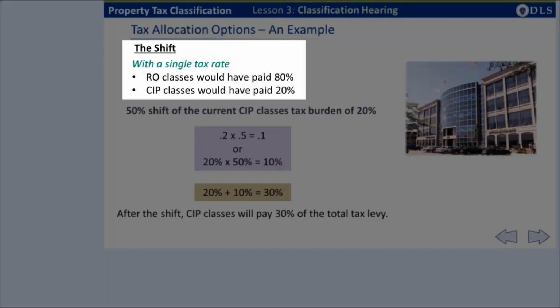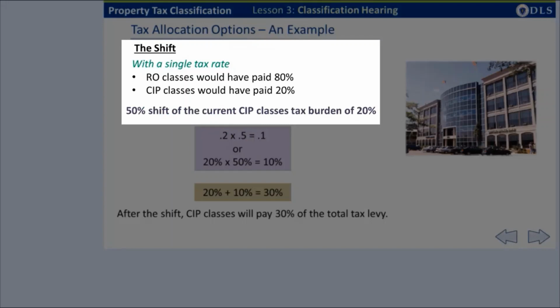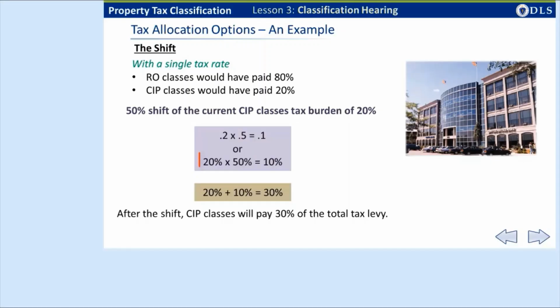With a single tax rate, the RO classes would have paid 80% of the entire tax levy, and the CIP classes would have paid 20% of the entire tax levy. In accordance with the decision made by the Town Select Board, there is a 50% shift of the current CIP classes tax burden of 20%. That is, a 50% increase in the current CIP burden. So, 20%, in this equation, the 20% is represented by 0.2, multiplied by 50%, in this equation, the 50% is represented by 0.5, equals 0.10, or a 10% increase. Therefore, the new tax burden for the CIP tax classes is their levy share under a single tax rate, 20% plus the 50% shift of a 10% increase, for a new total of 30% for the CIP classes.